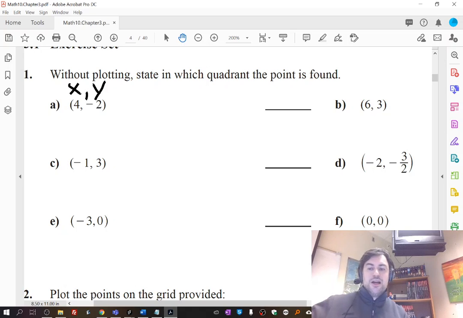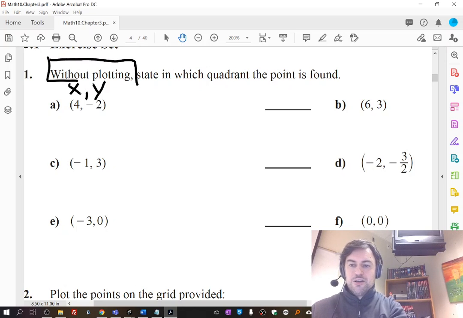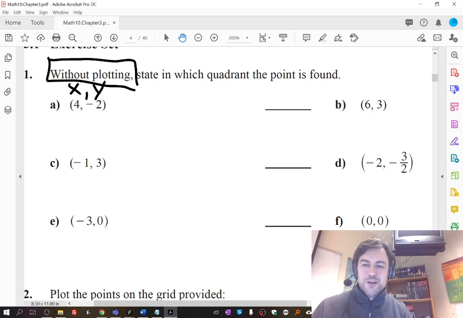So if we have a positive x and a negative y, which quadrant is that going to be? And the idea is to do it without plotting. There's like no graphing police that are going to come and arrest you if you go and check to see. But it's probably a good idea to think of it and try to do it without plotting if you can. But you can always check your answer.